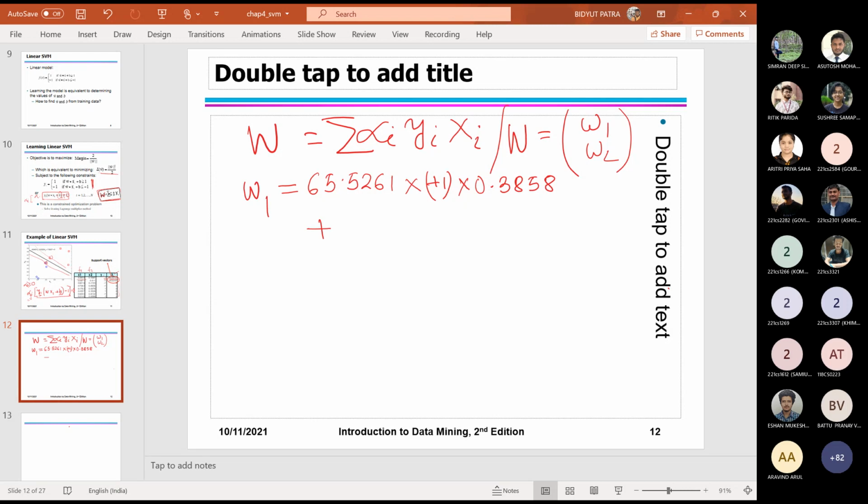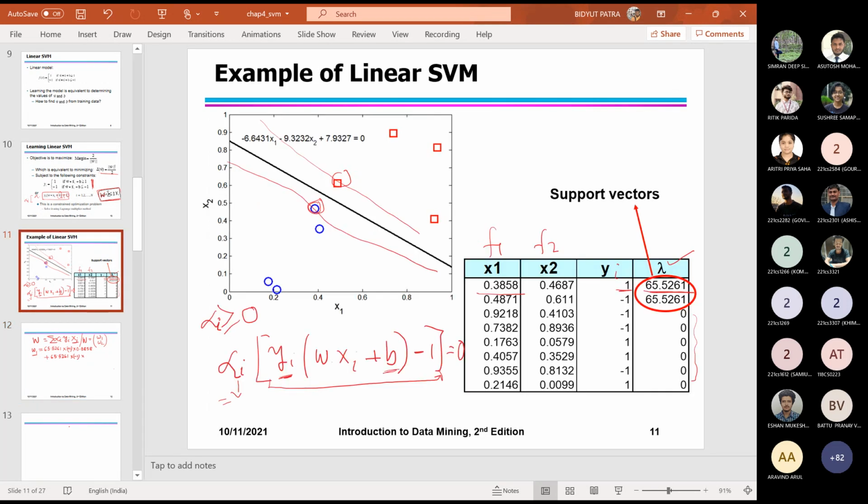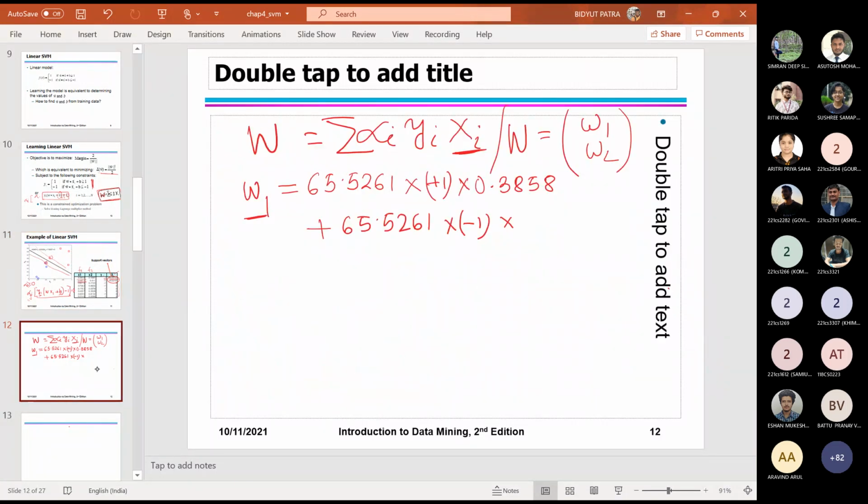Plus, this is for the first, and we are talking about W1. For the second sample, it will be 65.5261 into -1, multiplied by this one, 0.4871. Okay, so can you calculate how much it will come?